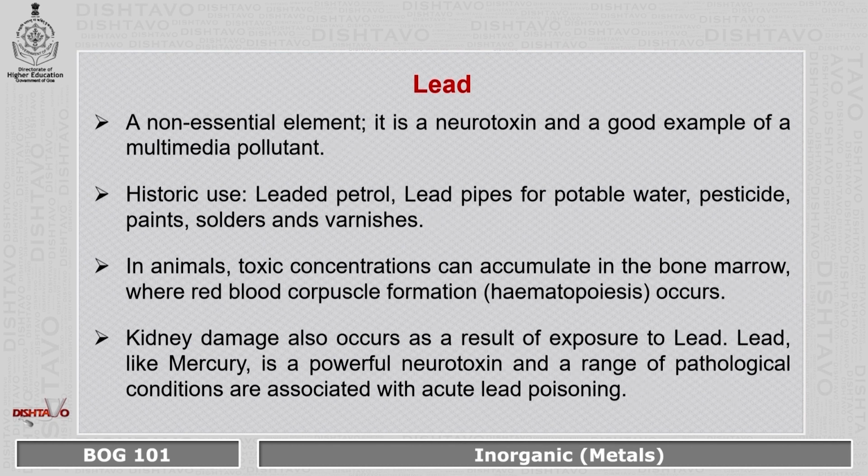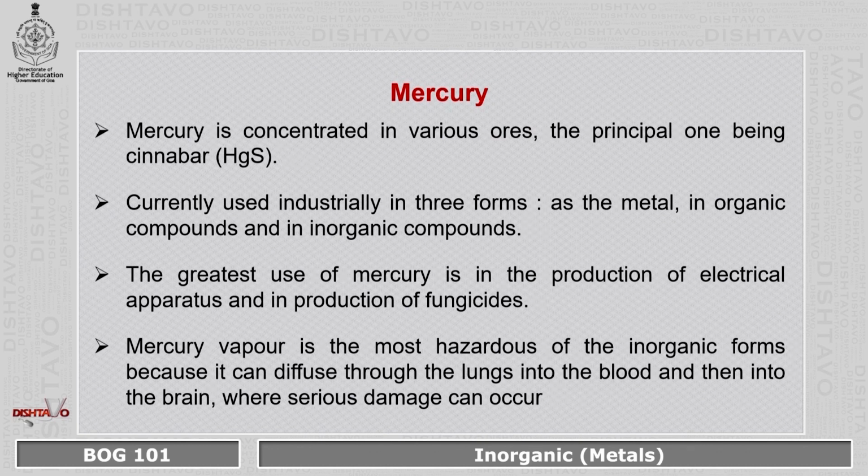In animals, toxic concentrations can accumulate in the bone marrow where red blood corpuscle formation or hematopoiesis occurs. Hence it can cause carcinogenesis. Kidney damage also occurs as a result of exposure to lead. Lead, like mercury, is a powerful neurotoxin, and a range of pathological conditions are associated with acute lead poisoning.